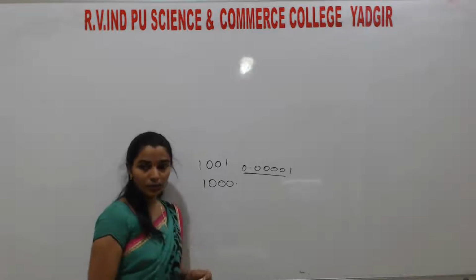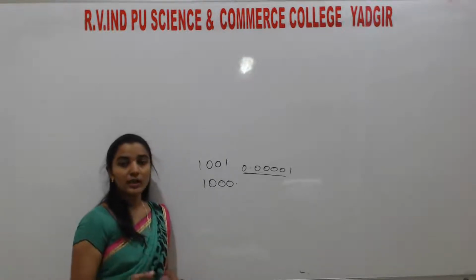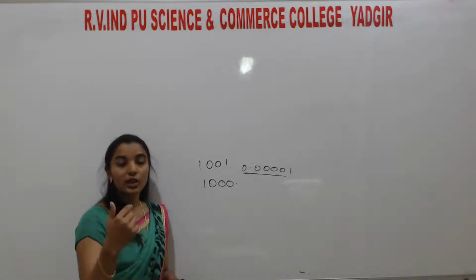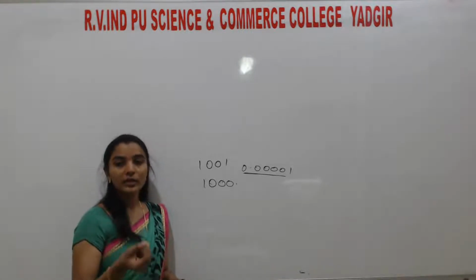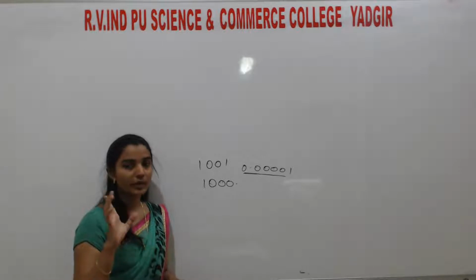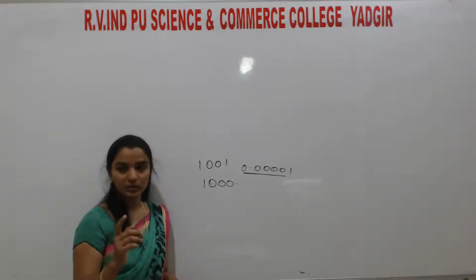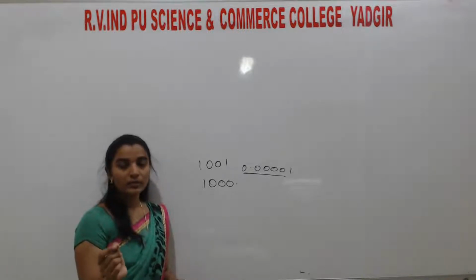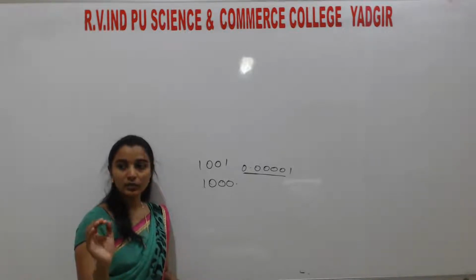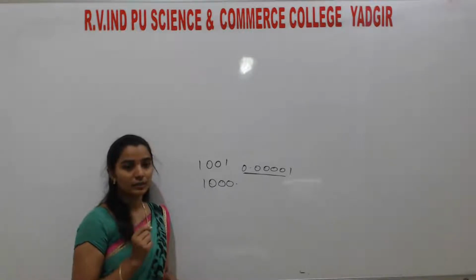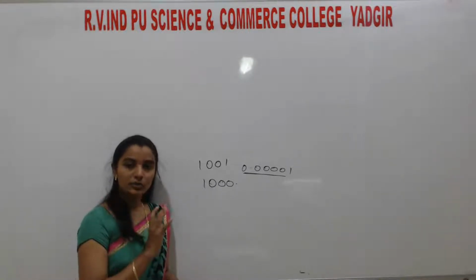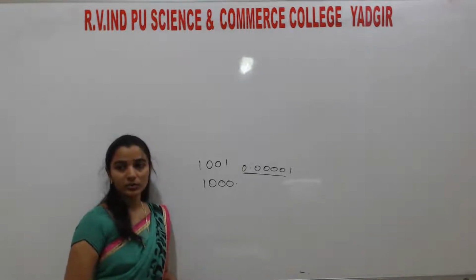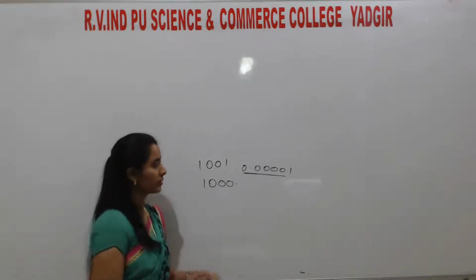And how to round off: if the last digit is less than 5, then the preceding term is written as it is. If the last digit is greater than 5, then the preceding term is increased by plus 1. If the last digit is exactly equal to 5, we have to check the preceding term. Whether it is even, it should be written as it is. Whether it is odd, then it is increased by plus 1 unit. Okay, those are the rules.